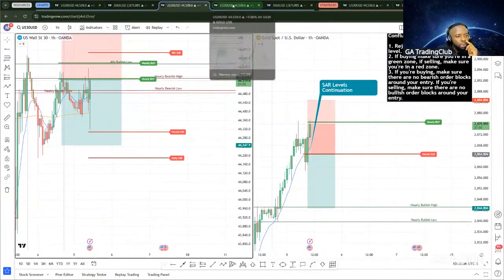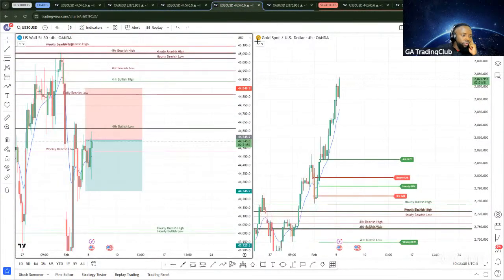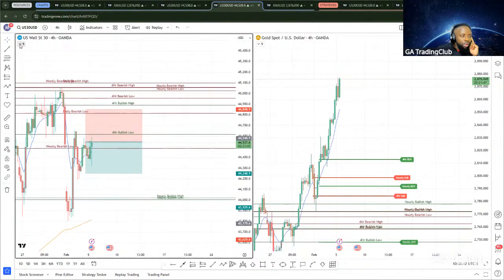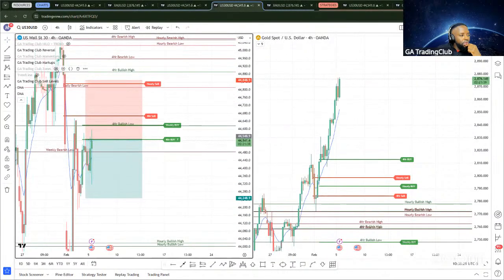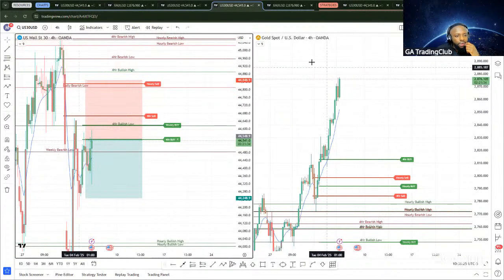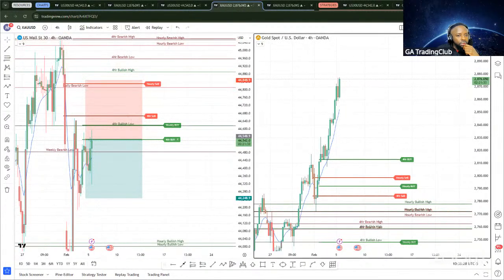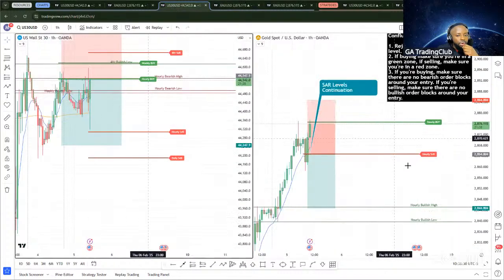Moving on to the 4 hour levels. Here for the 4 hour zones, nothing. Nice.